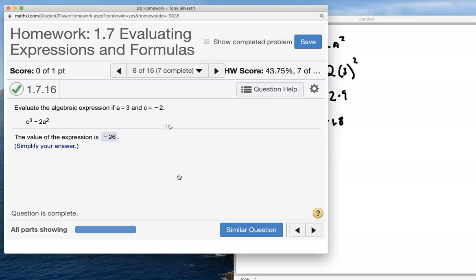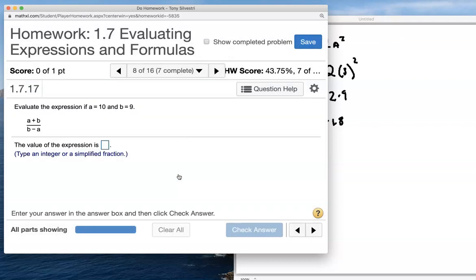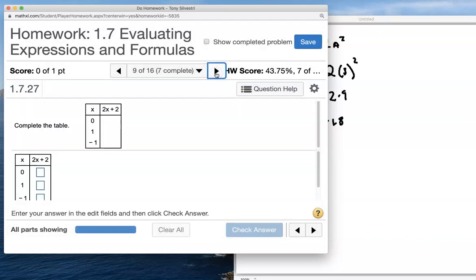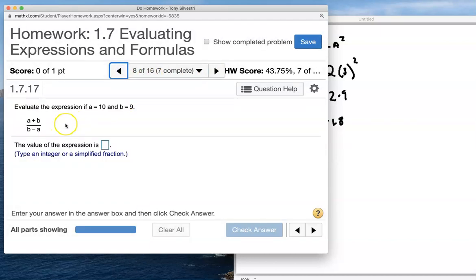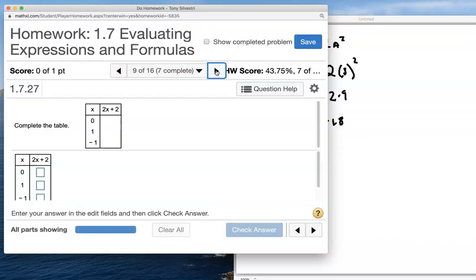I think I'm going to leave you with this one, you know, this is not a hard problem. Let me just see what the next one is, just in case. I'm going to leave you with this. You evaluate the top, you evaluate the bottom, divide. That's what you're going to do here. I want you to experience that yourself.